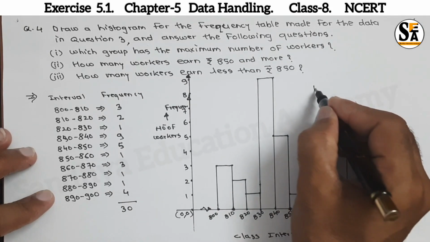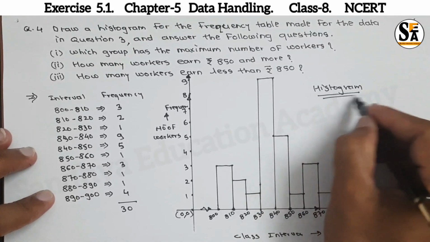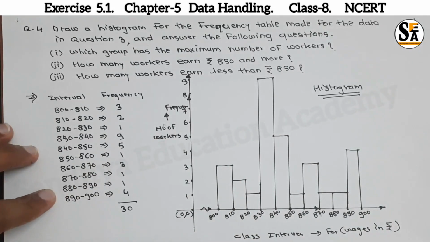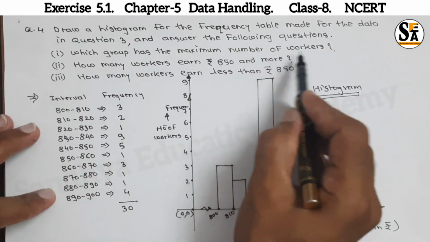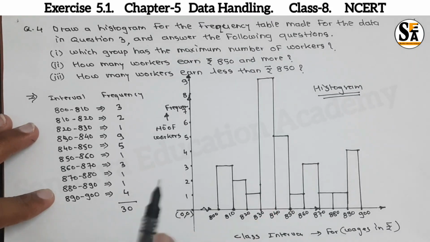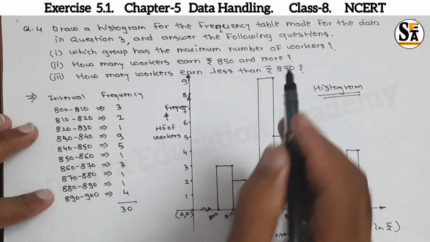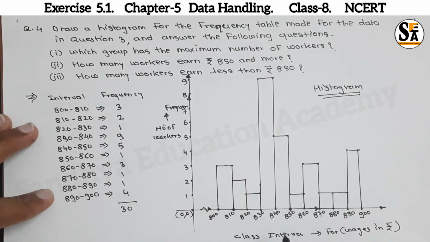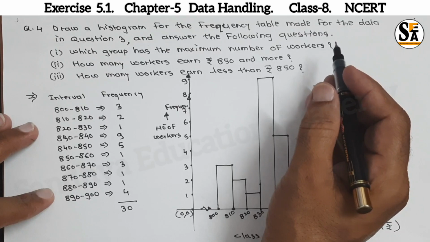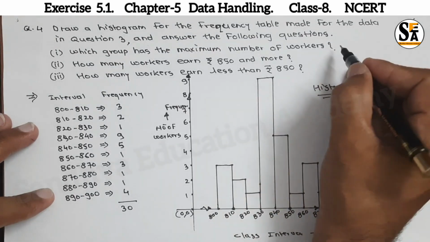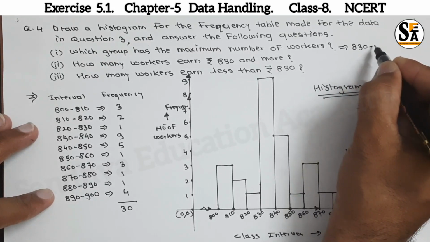This bar graph is a histogram. Thus we have plotted this histogram. Now find the answers to the questions which are asked here. First question is, which group has the maximum number of workers? It is very easy to visualize from this histogram. This group clearly has the maximum number of workers. So what is our answer? Answer is 830 to 840.